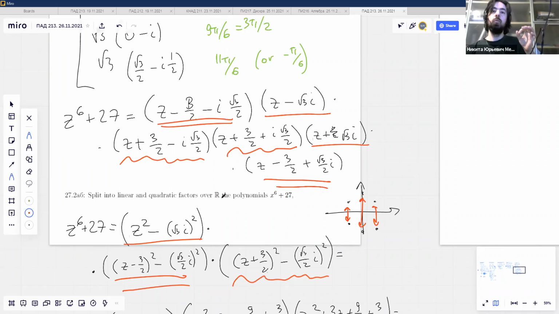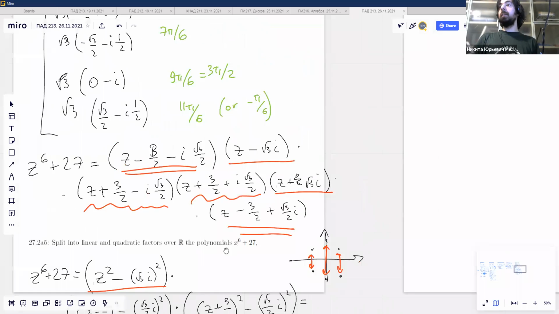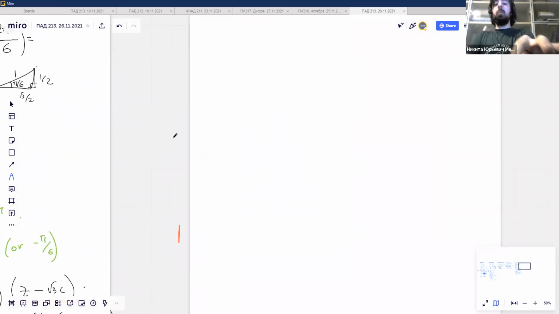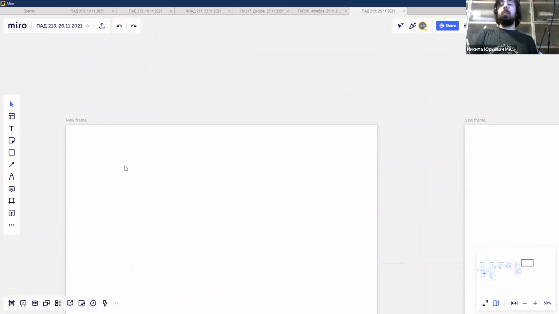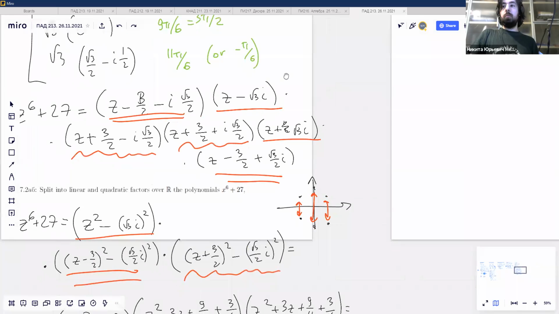Let me do one more exercise of the same type. It will be harder and I won't finish it. I will give the idea and then, sorry, it doesn't work.